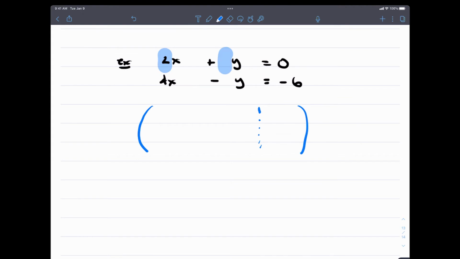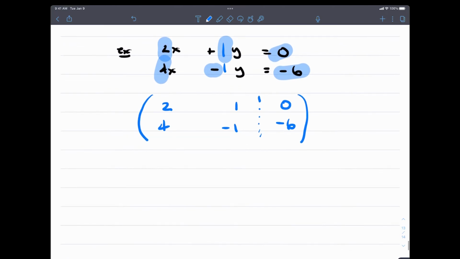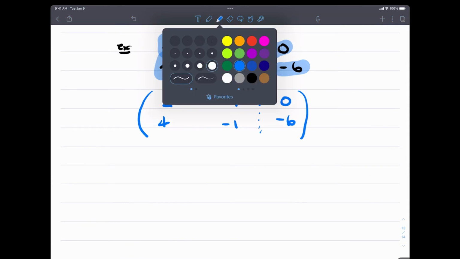2, 1, 4, negative 1, 0, negative 6. 2, this is 1, 0, 4, this is negative 1, and there's negative 6. Okay, you guys okay with that? All righty. Now, what do we want in this corner again?